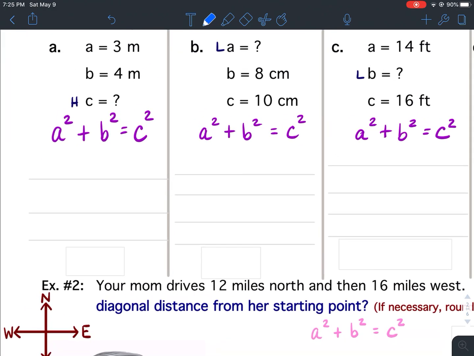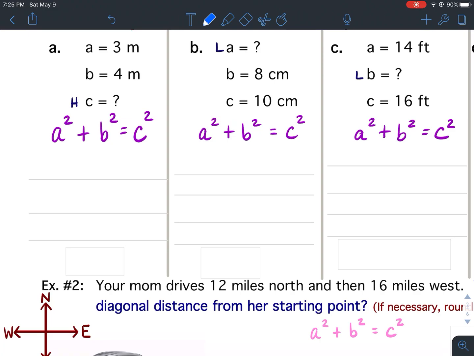Okay, for A, we know that A is 3 meters, B is 4 meters, and we don't know C, so we don't know the hypotenuse. A and B are the legs, and we're solving for C. So I need to take A, which is 3 squared, plus B, which is 4 squared, and set it equal to C squared. Now, we can't add that together. That's not 7 squared. Instead of squaring them out and adding them together, leave it as it is, okay? We want to solve for C, right?